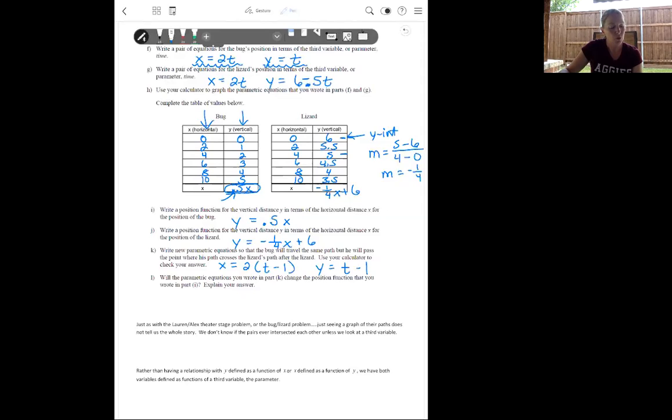So now on L, will the parametric equations you wrote in part K change the position function that you wrote in part I? Explain your answer. Well, did I change the position function? No. He still travels the same exact path, but what did I change? I changed the time in which he travels the path. So the answer is no. The bug travels the same path, but 1 second later.